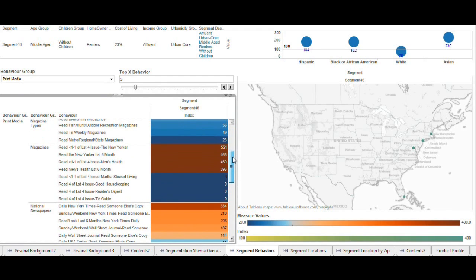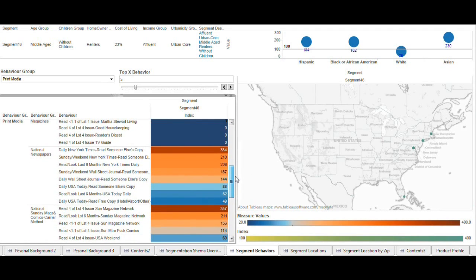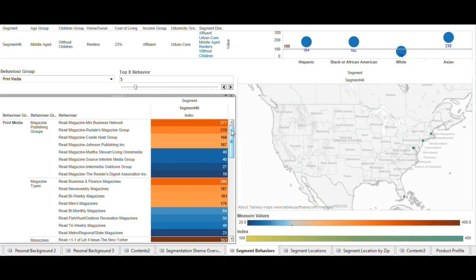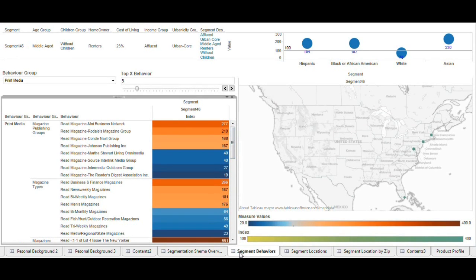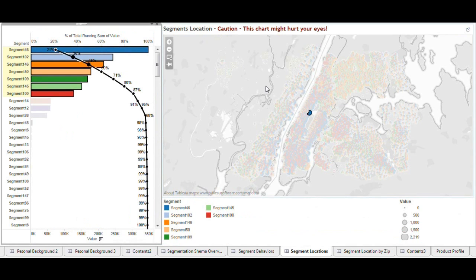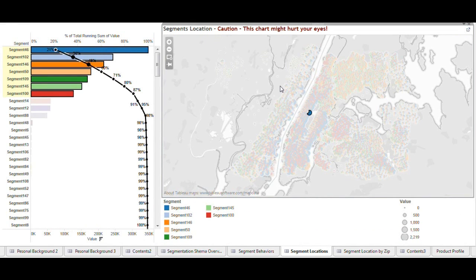So we see, for example, the magazines that they read. They read the New Yorker, but they don't read TV Guide or Reader's Digest and so forth. So from what we know about these segments and these young people living in New York, I feel it's all pretty accurate information.